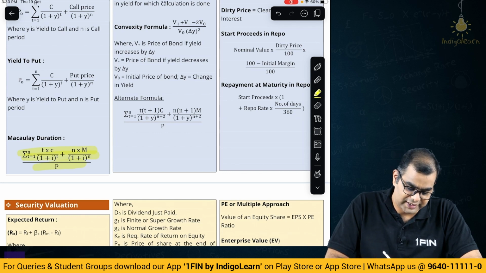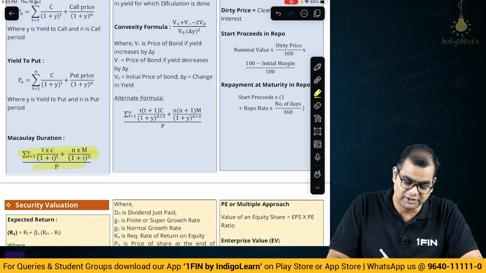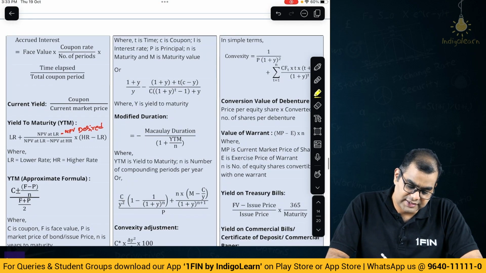So this can be rewritten as sigma of t into c by (1 plus i) power t. So basically you are multiplying the time into the coupon value and computing the present value of the same way. N is the last year, which is also time into maturity value and its present value, which is (1 plus i) power n, whole thing divided by P. So this is the formula for Macaulay duration, and there is another formula.